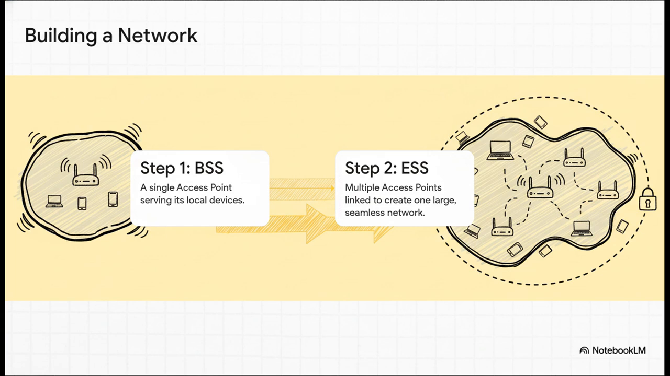And this is how these networks grow. You start with a single little island, which we call a basic service set, or BSS. That's just one router and all the devices talking to it. But what about a huge office or university campus? For that, you link a bunch of those BSS islands together to create one giant seamless network. That's called an extended service set, or ESS. To you, it just looks like one big Wi-Fi network, but it's actually a whole bunch of them working together.